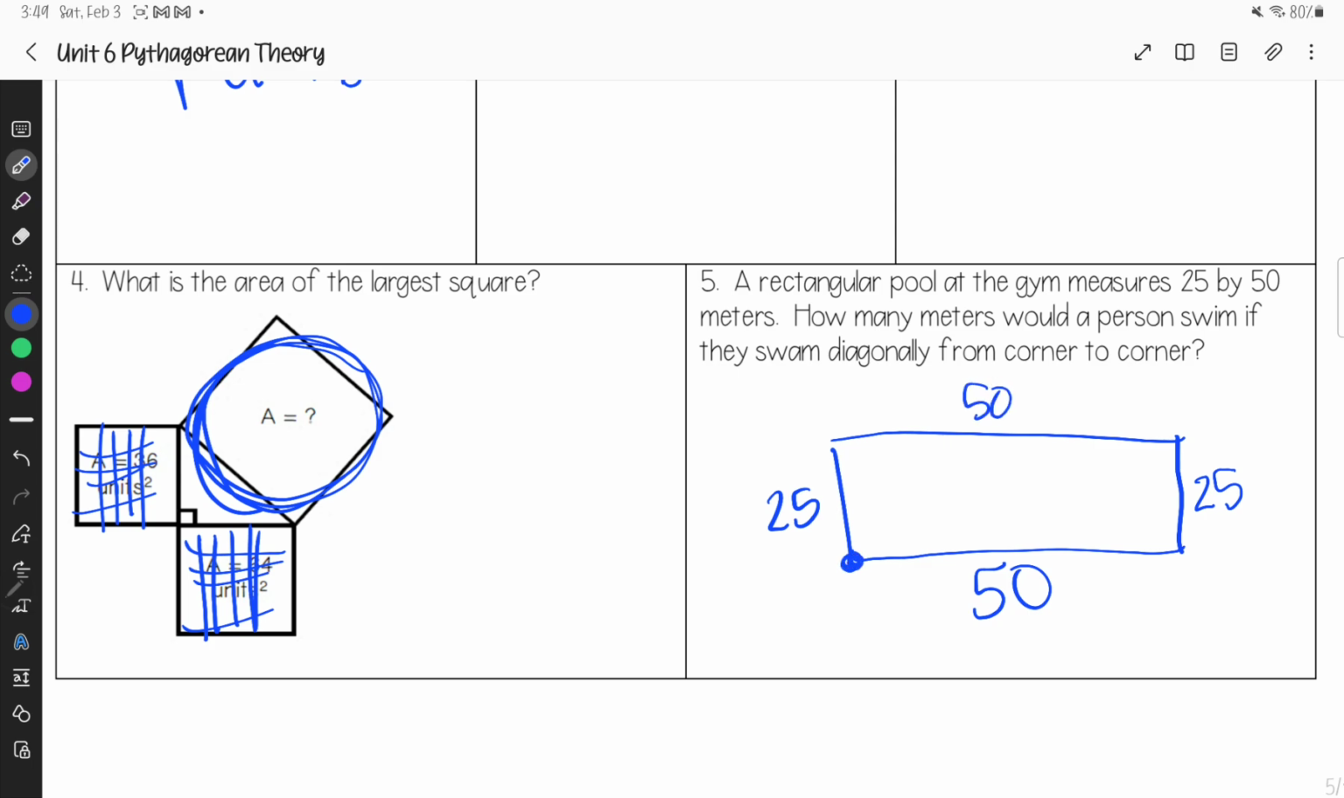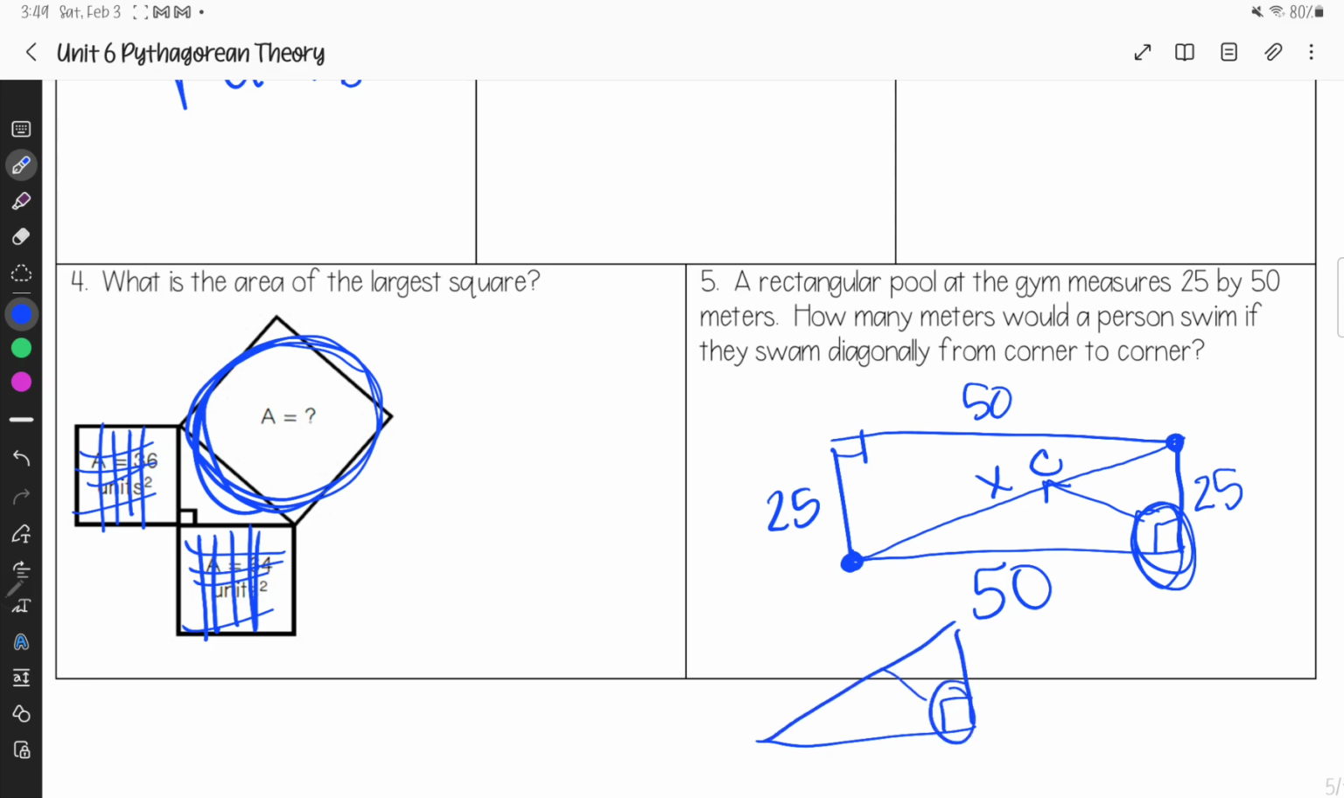It says you start swimming right here, and instead of swimming along the edge, you swim at a diagonal right here. It wants to know, what is this? We also know that these are all right angles. So here's my right angle, which means that this is C. If we pulled our triangle out, this is 50, this is 25, and now we can find C. Does it tell you to round? No. So you can round it to the nearest whole number if you want, or you can leave it to the nearest tenth. But that is what we will be looking for.